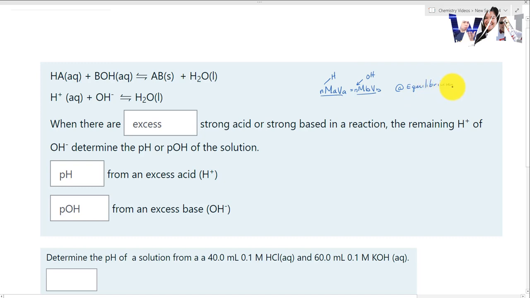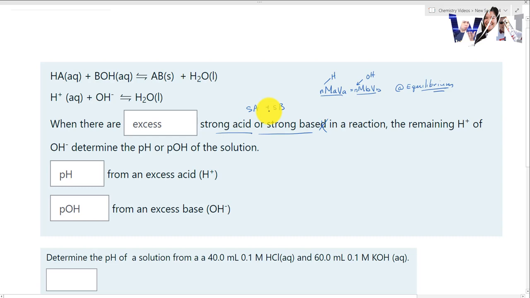Now, in this lesson, we are not going to look at equilibrium, but we are going to look at reaction where there is leftover or excess amount of acid or base. And again, we are talking about strong acid and strong base only. We are not involving any weak base or weak acid in any way. For that, we have a buffer equation. So that's a completely different story, okay? Which we will cover in the next lesson.